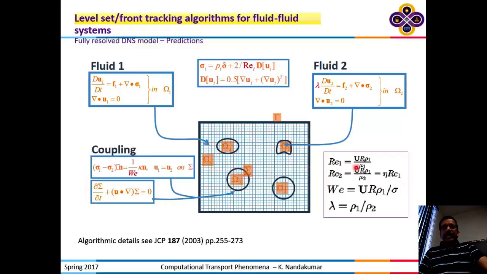And of course, you will have number of other parameters because viscosity ratio becomes a parameter, density ratio becomes a parameter, and surface tension has a dimensionless parameter called the Weber number. Okay, so it's a 4-parameter problem if you want to study this.